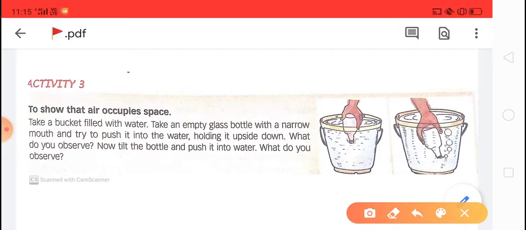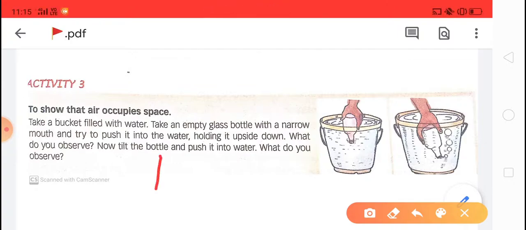I hope you understood. Children, you can do this activity. It is a very simple activity. You can do it at home. Okay, so you will better understand how the air occupies space. Means हवा जगह को कैसे घेरता है ये तुम समझ पाओगे. You can do this activity at home.